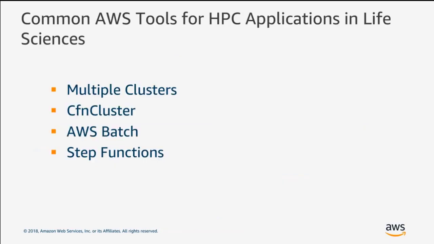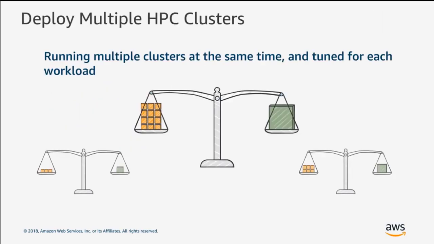Looking at some of the common AWS tools and resources that are available in the life sciences, we have multiple clusters, the ability to create more than one footprint in the cloud. And we'll review CFN cluster, AWS Batch, and Step Functions. Being able to deploy multiple high performance compute clusters is really key.